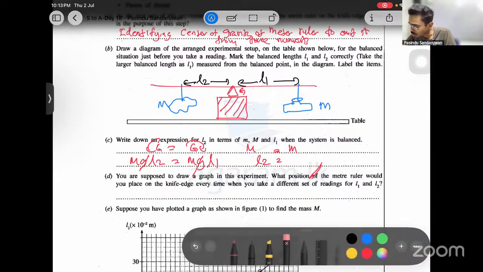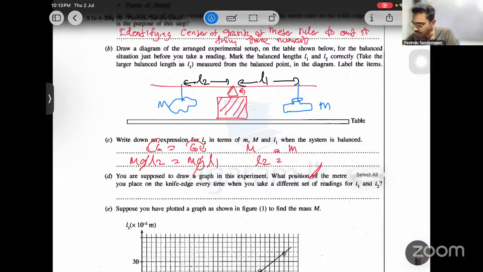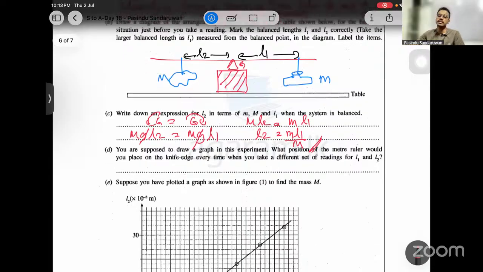Then capital M L2, right? Method in capital M L2. Capital M L2 equals simple m L1. Then the subject is L2: simple m L1 over capital M. Final answer. And even if you write it at once, totally fine.